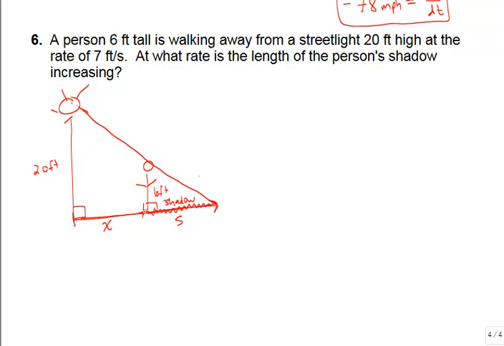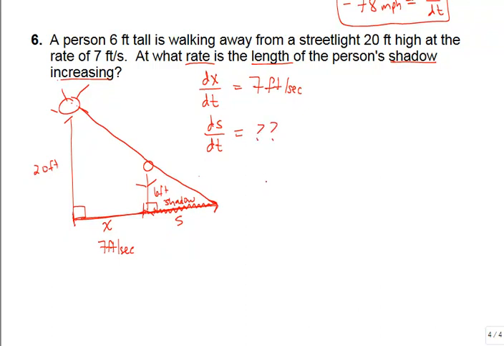And the rate at which he's walking away from that lamppost is 7 feet per second. So that 7 feet per second is actually the rate of change of this distance x. The distance between the two is growing at 7 feet per second. So that's the derivative dx over dt. And what we're looking to find is the rate at which the length of the person's shadow is increasing. Rate means derivative, so we're looking for the derivative of the shadow, which we're calling s. So that means we're looking for ds over dt.